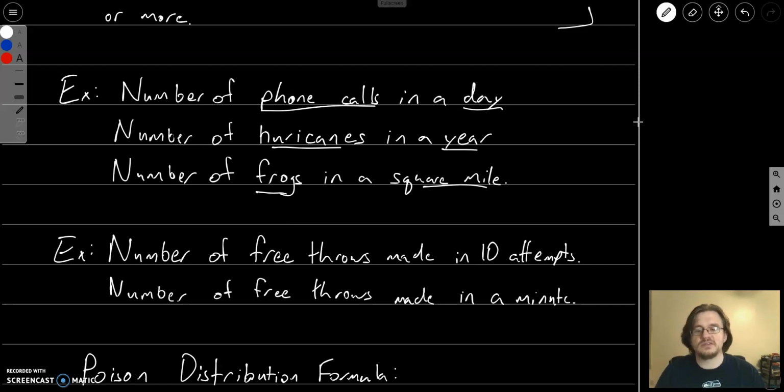One is the number of free throws made in 10 attempts, and here's the number of free throws made in a minute. So there is a difference here. In one, there are 10 trials, and we're looking to see how many successes there have been made in those exact 10 trials. In another one, we have an interval. We have some sort of length of time, and we're counting how many free throws that we make. Here, this is a binomial distribution, and this is going to be a Poisson distribution.